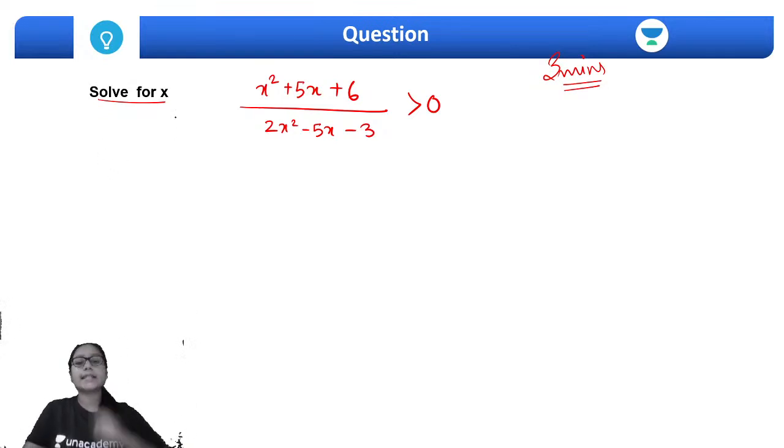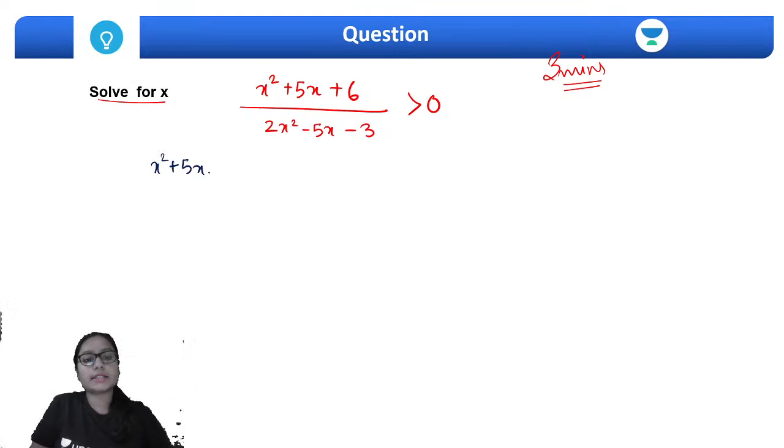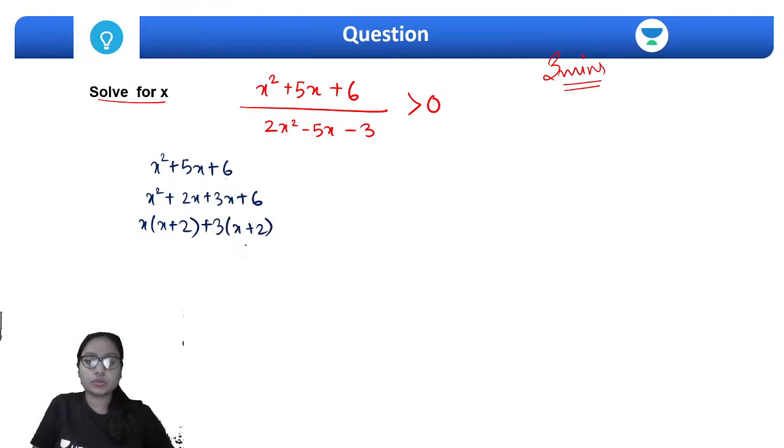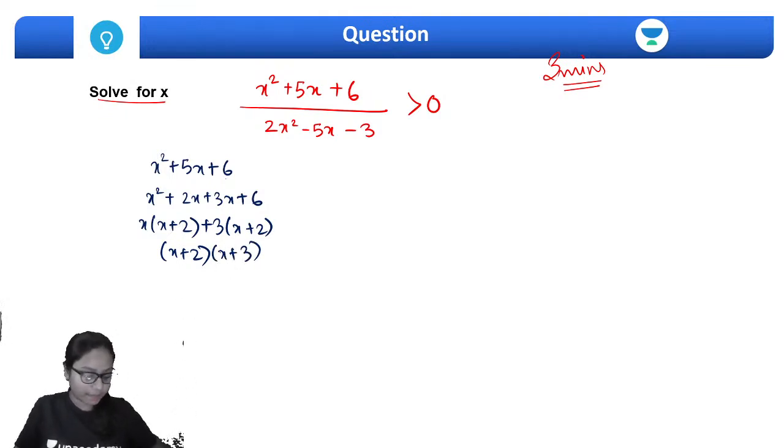Okay, all right, let us discuss this question now. We have two polynomials given. In the numerator, we have x square plus 5x plus 6. Let us factorize this polynomial. I can write this as x square plus 2x plus 3x plus 6. Then x can be taken common, then 3x plus 2. So this can be factorized as (x plus 2) into (x plus 3). Alright, we have one more answer.